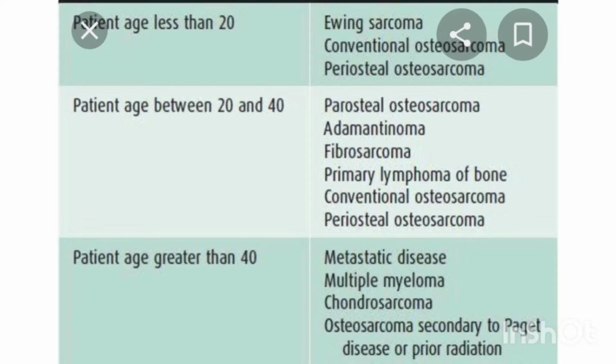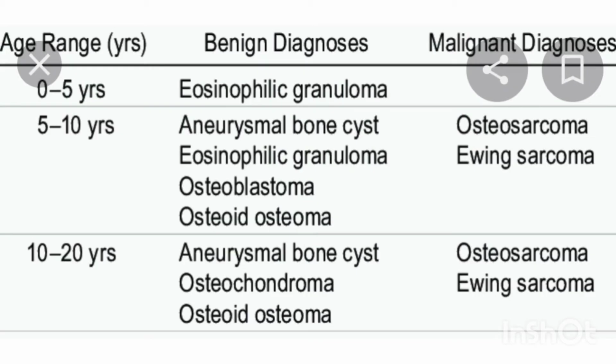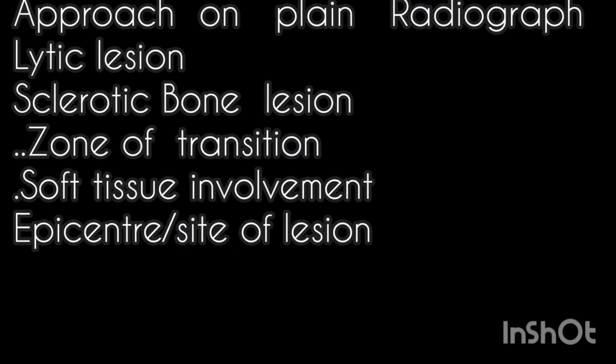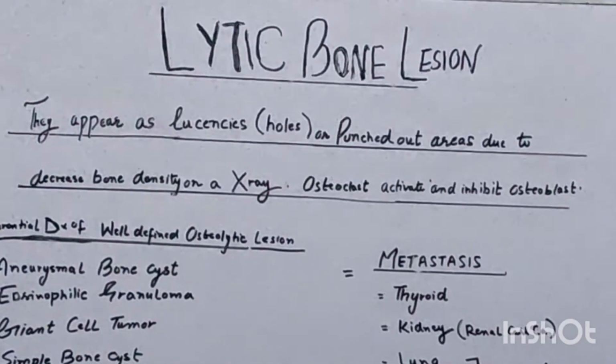Age is very important because certain tumors are found in the younger age group and some are found in the older. These are certain examples of tumors found in the younger age group. These are certain examples of different tumors found in different age groups. Today we will discuss lytic lesion, sclerotic bone lesion, zone of transition, soft tissue involvement, and the epicenter or the site of the lesion.